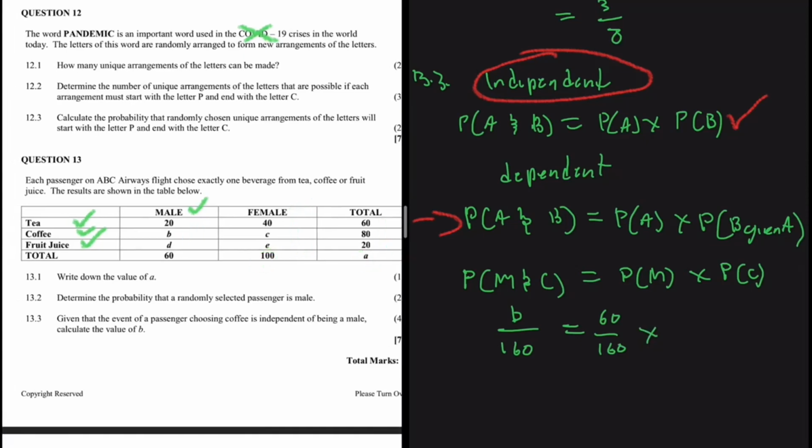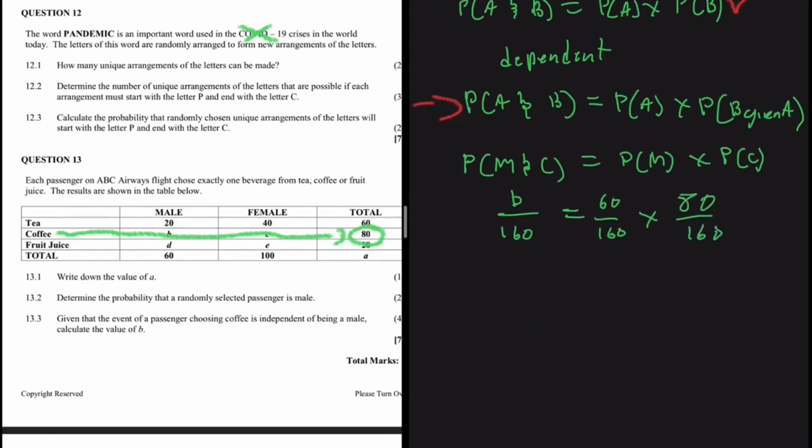So let's look at the total number of people that picked coffee, right? So we have coffee here, and then we just go on a straight line, and here's the total. So 80 people picked coffee. So we're going to have 80 divided by 160. So we're basically solving for B. So we're going to have B being equal to 60 divided by 160 multiplied by 80 divided by 160 multiplied by 160. We're multiplying by 160 on both sides so that we can find B. So basically B is equal to 30.